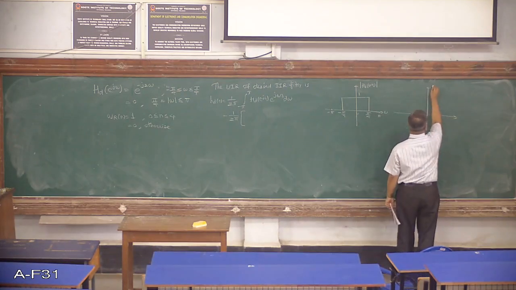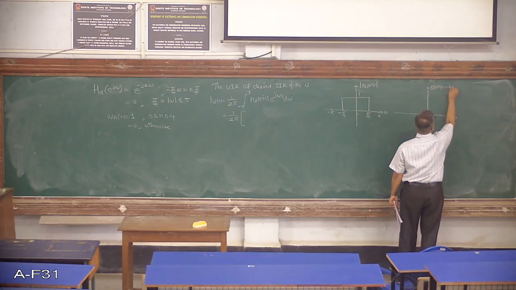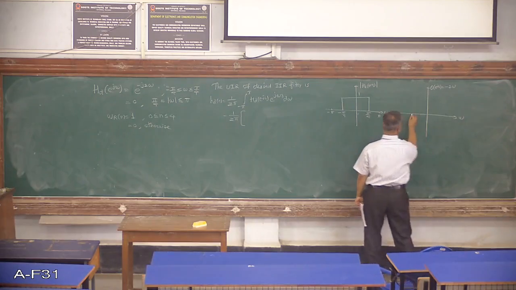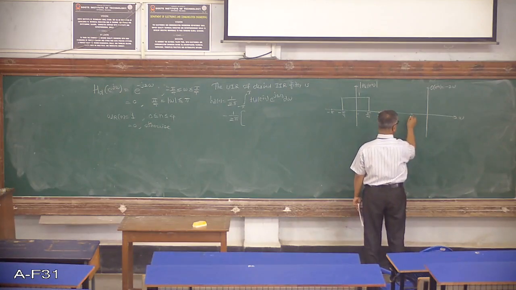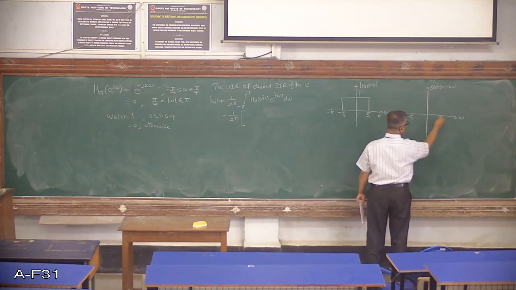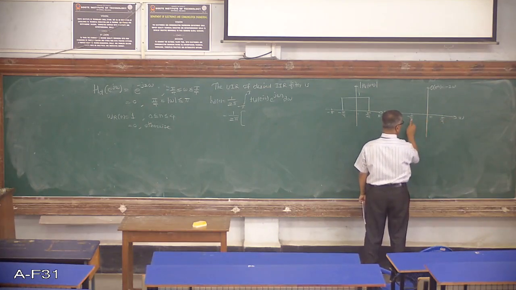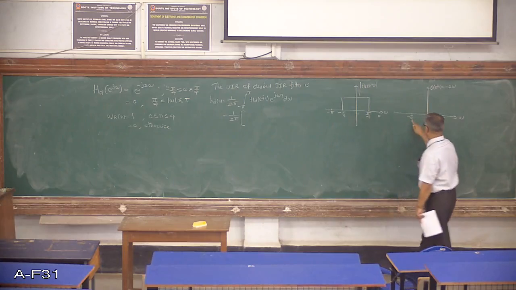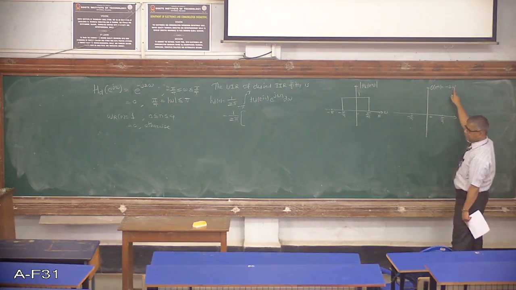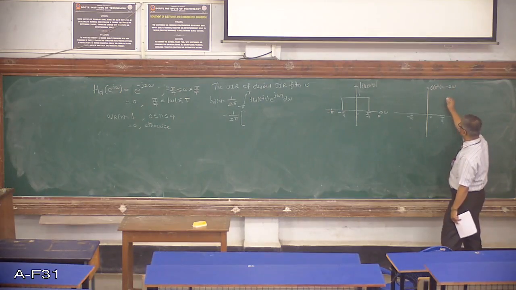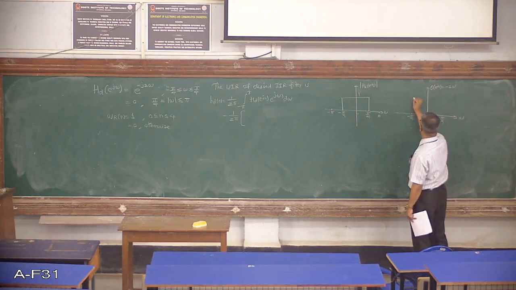Phase response, that is, let me call it theta of e to the power j omega, it is minus 2 omega. Now how are you going to sketch this phase response? You have to sketch this phase response in the range minus pi by 4 to pi by 4. So what you will have to do, if you substitute omega is equal to minus pi by 4 in this equation, you can see that minus 2 into minus pi by 4, what you are going to get is pi by 2.